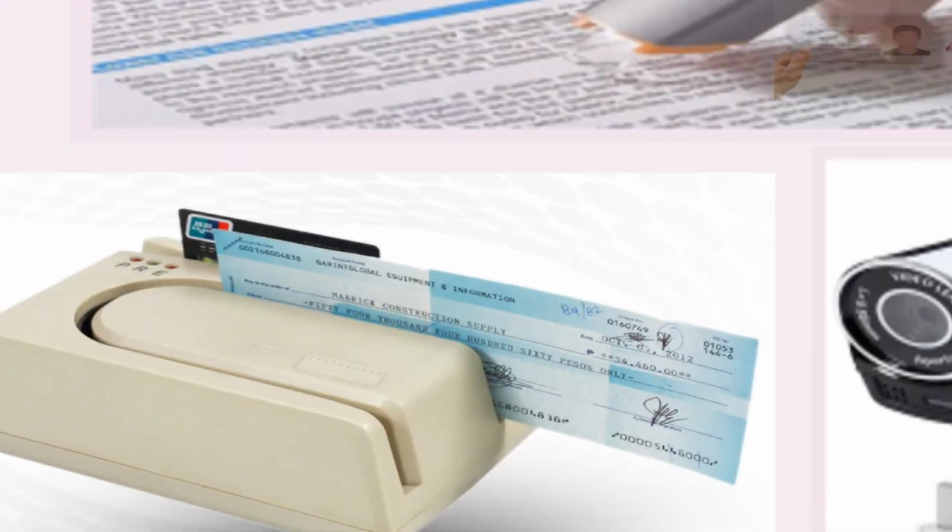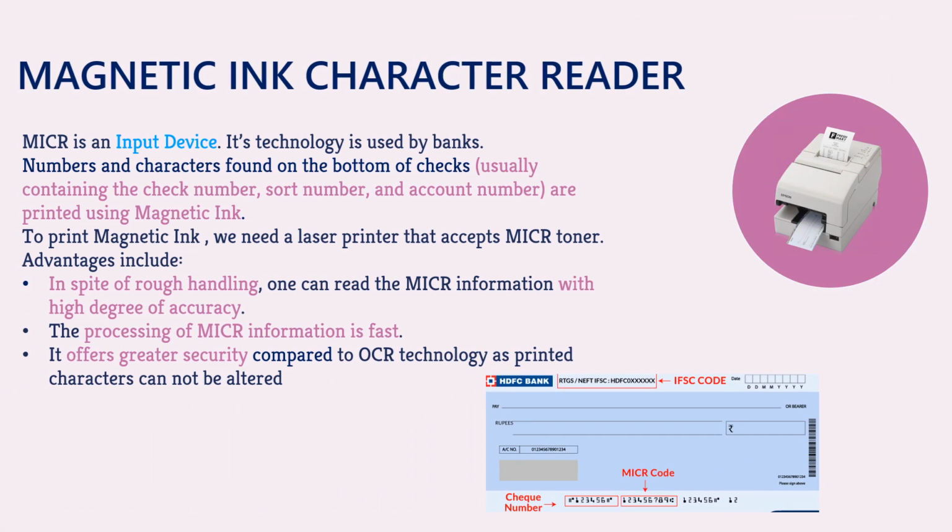Now, seeing the work of OCR, how could our MICR be left behind? MICR is the magnetic ink character reader. Now, what do we mean by a magnetic ink character reader? MICR is a device which is used to read characters printed in special form. OCR reads any normal text, but MICR reads only characters which are written using magnetic ink, and that too in special form.